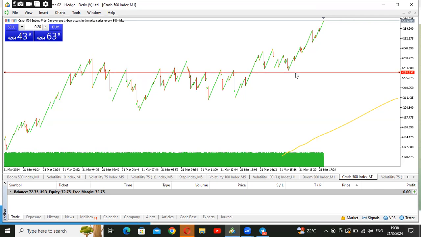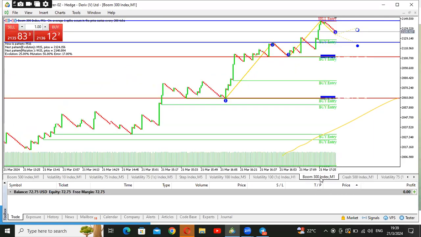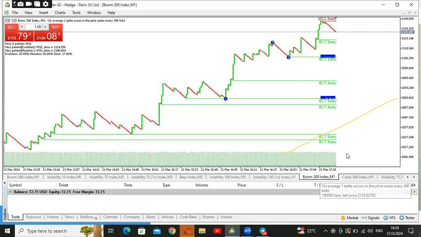The only difficult thing about trading ticks is that determining the entries is very difficult, because you can just enter a buy on Crash 500, then it will spike maybe 3 times before it starts to go up. So this is why I always tell people to master trading Boom 300.